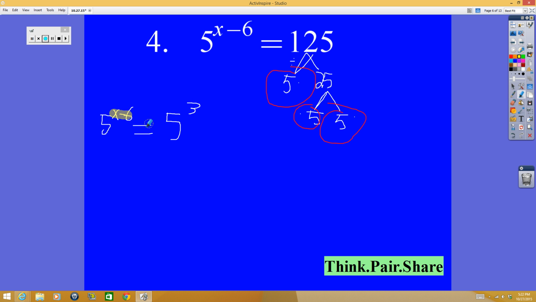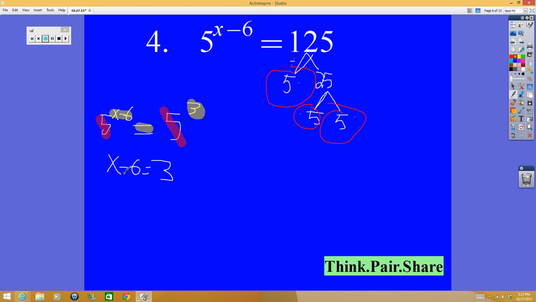You've got x minus 6 equals 3. We don't care about these 5s anymore. We know 5 equals 5. So let's write that down. X minus 6 equals 3. And you guys are really good at this.